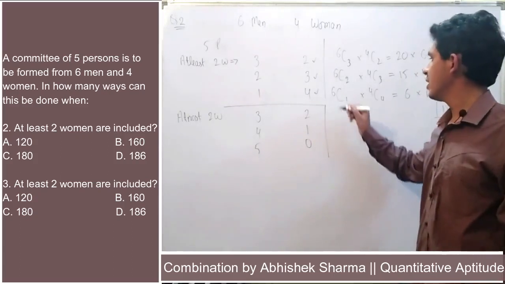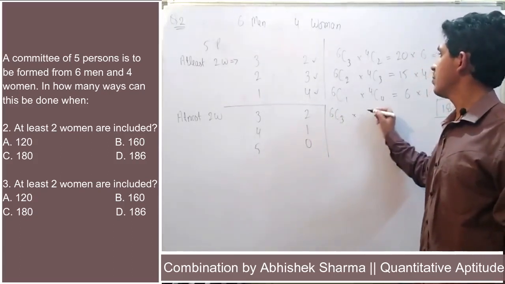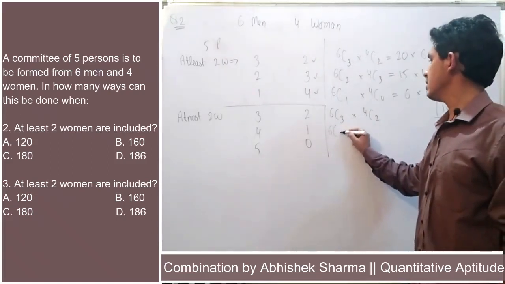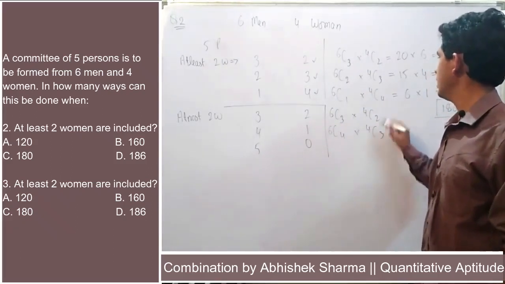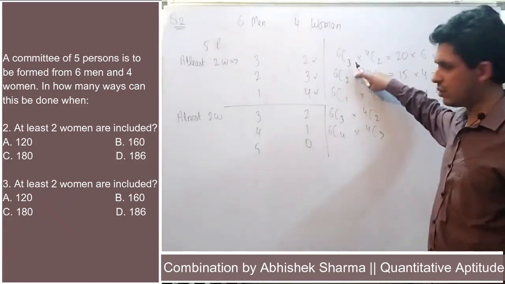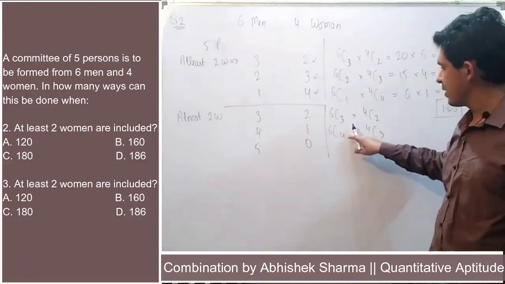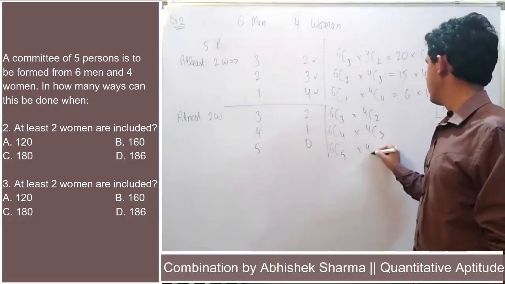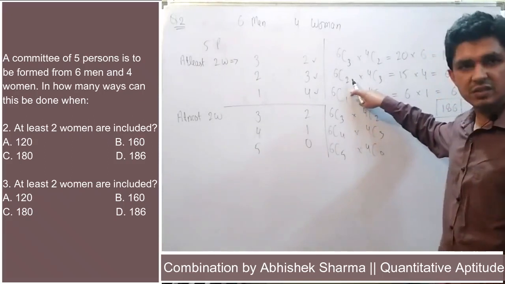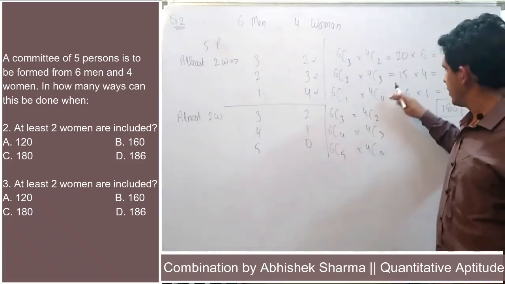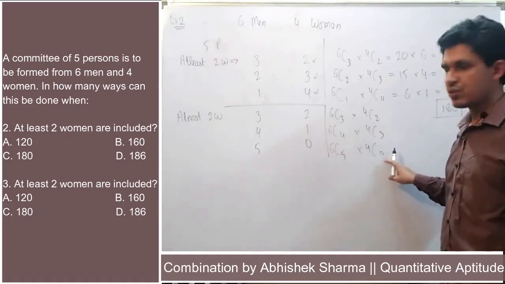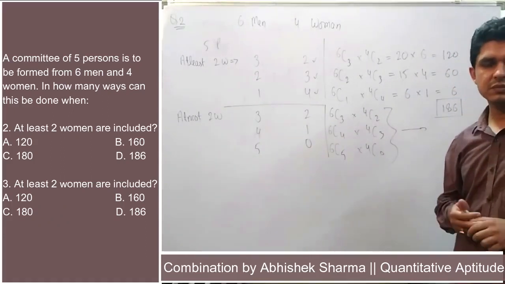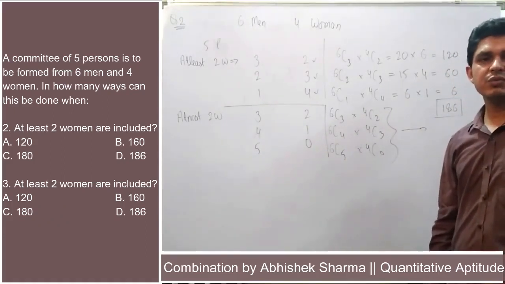Coming to the selection part, in the first case 6C3 multiplied by 4C2, this is the same. In the second part 6C4 multiplied by 4C3, the same, because the value of 6C2 and 6C4 is the same, and thereafter 6C5 multiplied by 4C0. So the value is the same. 6C1 is equal to 6C5 and 4C4 is equal to 4C0. So here the value will be the same. The answer will be 186, right? Okay. Coming to the next question.